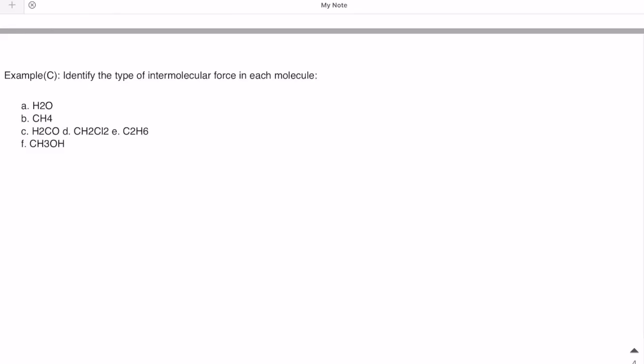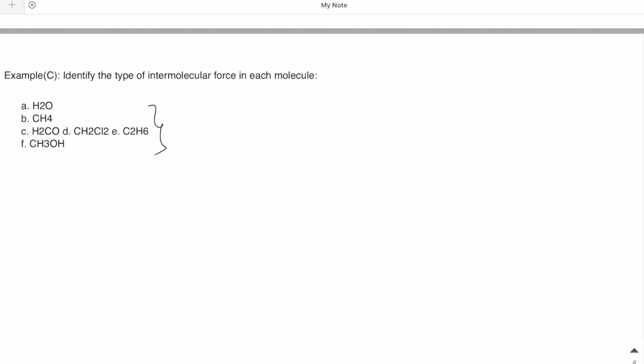Hi everyone, I want to work through a couple of examples of identifying intermolecular forces in different types of molecules. I'm going to just pick a couple of these molecules to illustrate how I would go about determining the type of intermolecular force that exists.